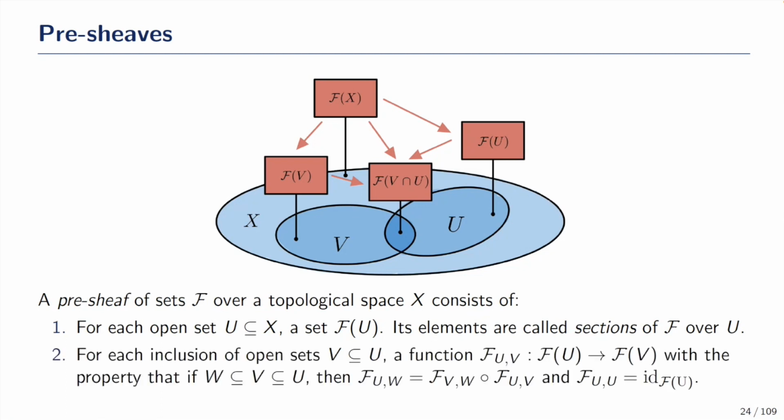Now, for each inclusion, so when we have an open set V that's included in a bigger one U, then we have this function that goes the other way around. So it goes from this space F of U to this space F of V. And then, when we have three things included in each other, we need to have this transitivity I was mentioning, right? So going like this is the same as going like this. That's the only thing.